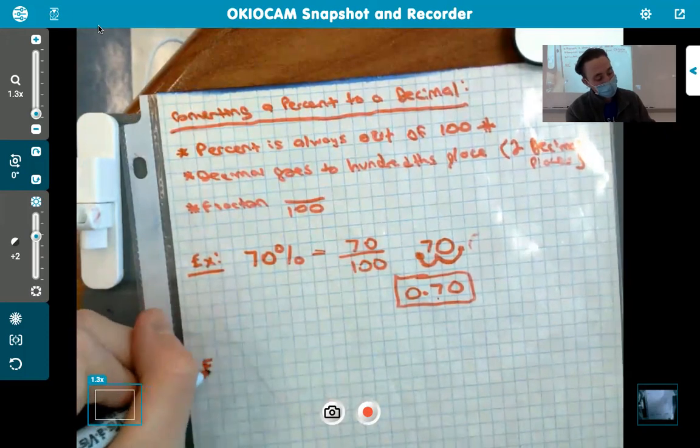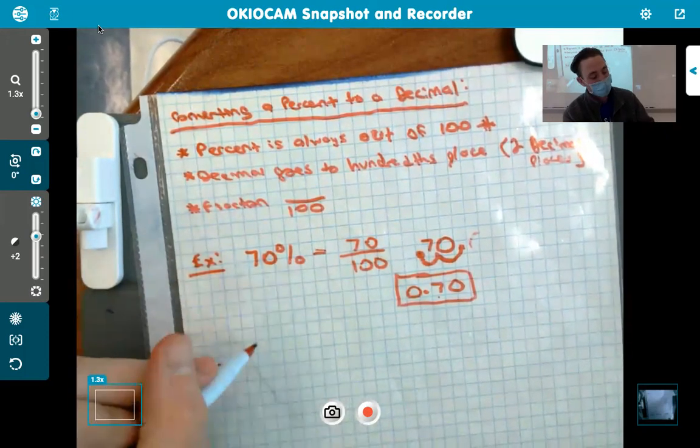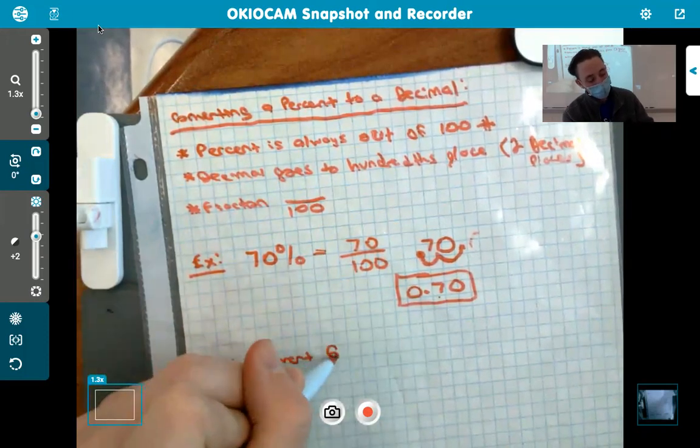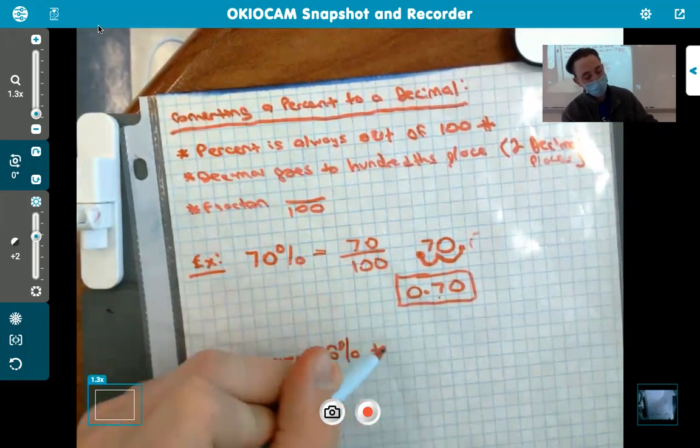Let's take a look at the next example. So we want to convert 6% to a decimal.